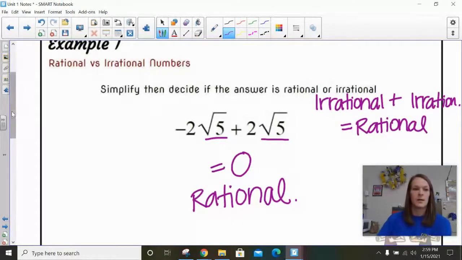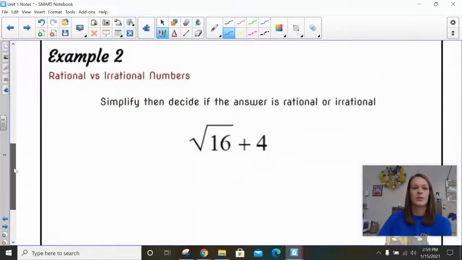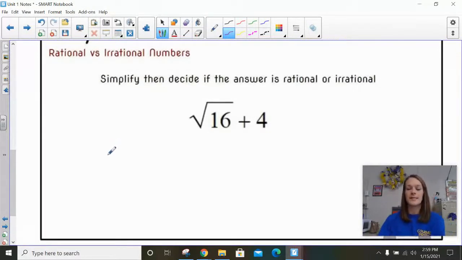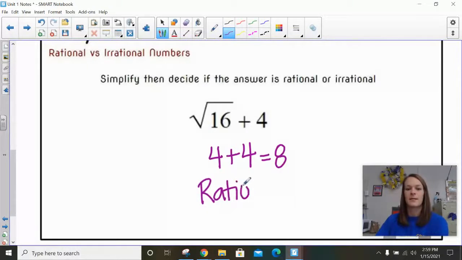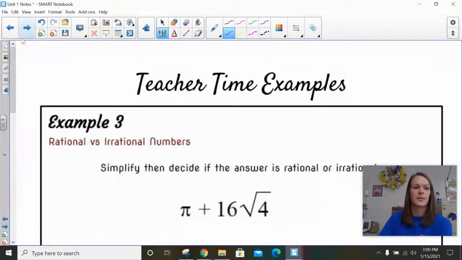All right, example 2. We're going to do the same thing and simplify it first. Hopefully you realize the square root of 16 is just 4. Then I'm going to bring down the plus 4, and now I get 8. And 8 is a rational number as well.